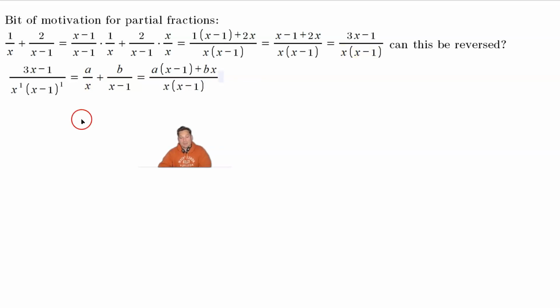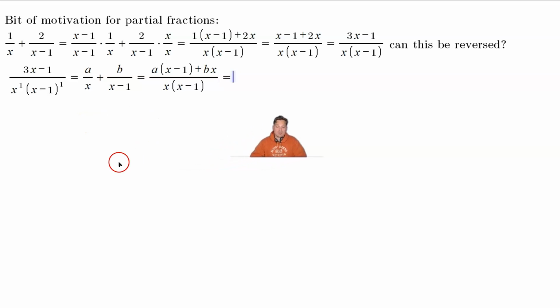See that? If you look at the step above my head here, you see how it's very similar to that step where it says 1 times x minus 1 plus 2 times x. Now look at this step. It's A times x minus 1 plus Bx over x times x minus 1. It's the same step essentially. The only difference is clearly the A and B are not known in this example. So then you continue.